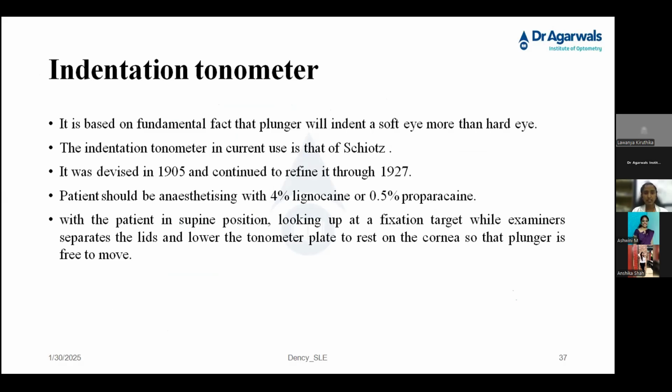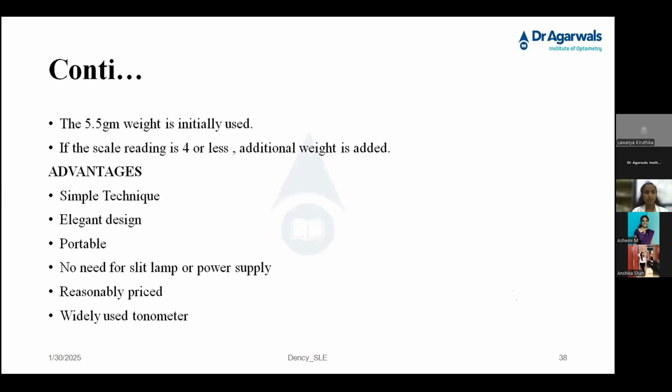The patient should be anesthetized with a drop of 4% lignocaine or 0.5% proparacaine. With the patient in a supine position, looking up at a fixation target, the examiner separates the lids and lowers the tonometer plate to rest on the cornea so that the plunger is free to move. The 5.5 gram weight is initially used. If the scale reading is 4 or less, additional weight is added. Advantages: simple technique, elegant design, portable, no need for a slit lamp or power supply, reasonably priced, widely used tonometer.